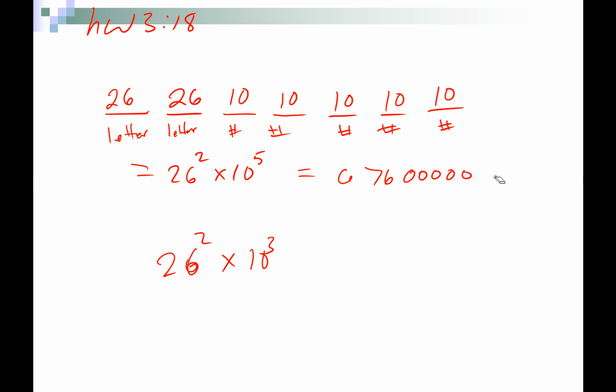I don't know, however many numbers that is. That's what we get. Okay, so other questions on the homework? Number 9.